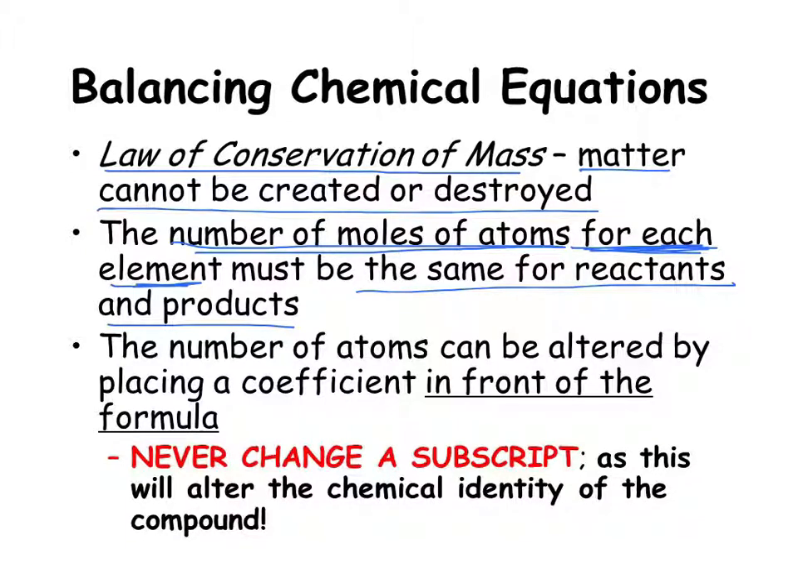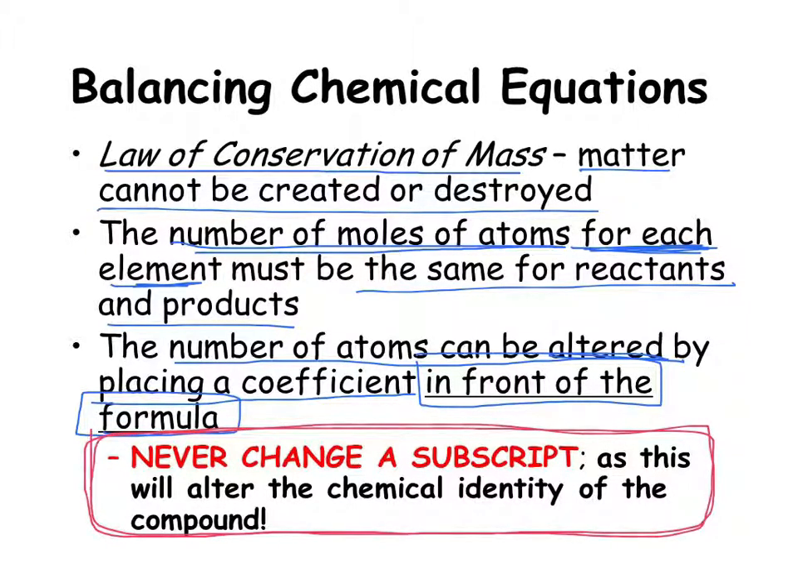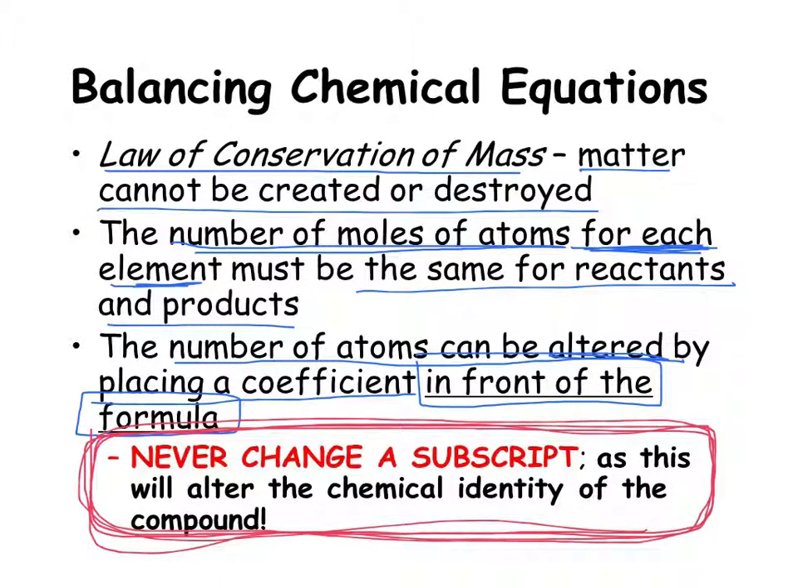And then finally, the number of atoms, to balance an equation, can be altered by placing a coefficient in front of the formula. In front of, not behind, not on top of, in front of. And here is one of the key things you will have to make sure you understand when balancing. Never, ever, ever change a subscript. That will alter the chemical composition of that compound and therefore change the identity of the compound. Notice I'm circling this like 100 times. Never, ever alter the subscript of a compound. That will change the identity. So we will show you how these rules apply when we do this.